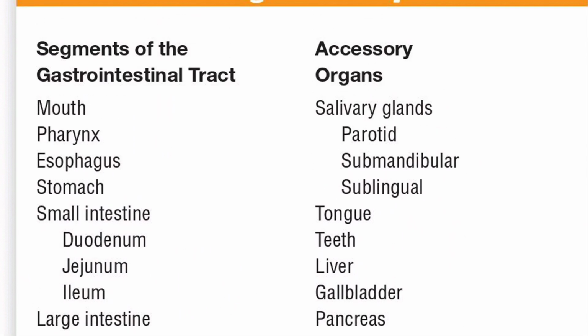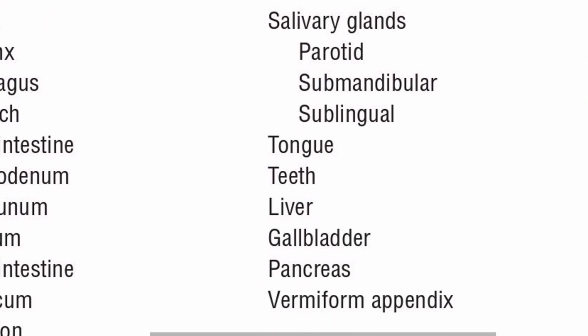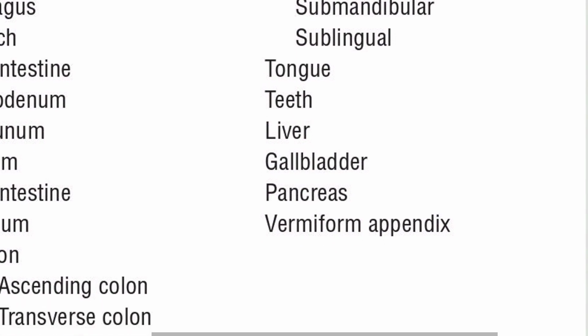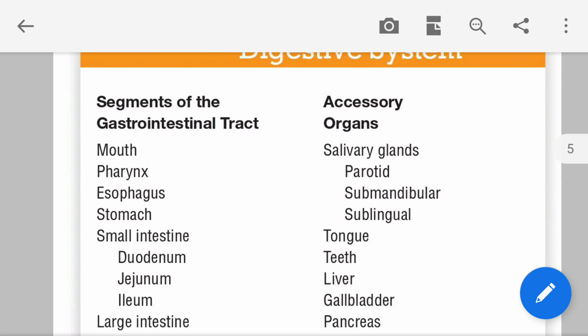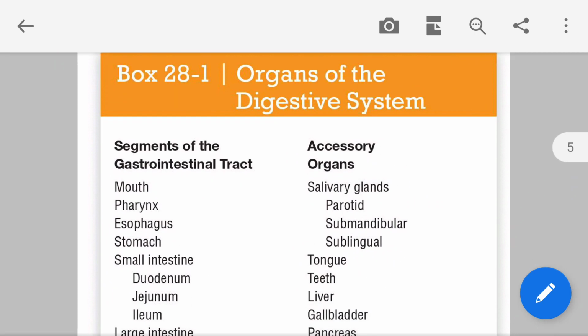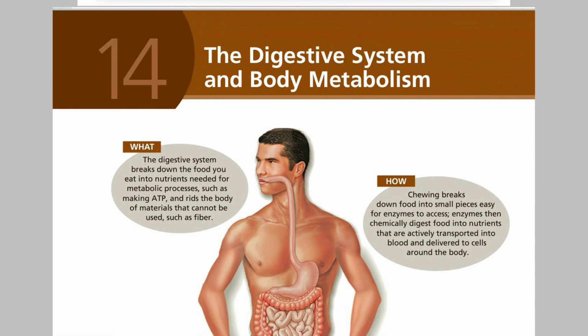Then the accessory organs: how many salivary glands are there, what are their names, minor salivary glands, major salivary glands, where they are opening, what are their secretions. Then the tongue, then teeth, then liver, gallbladder, pancreas, appendix. So you need to study all these organs and all these structures in the digestive system.